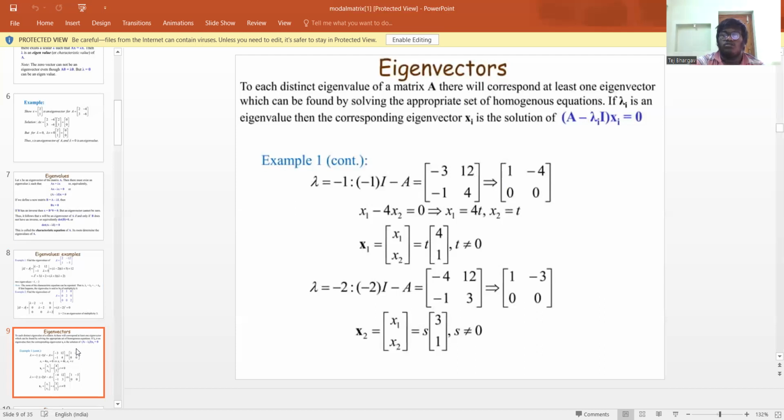Lambda is equal to minus 2. Minus 2 into I minus A is equal to the matrix minus 4, 12, minus 1, 3, 1, minus 3, 0, 0. x is equal to s times (3, 1).